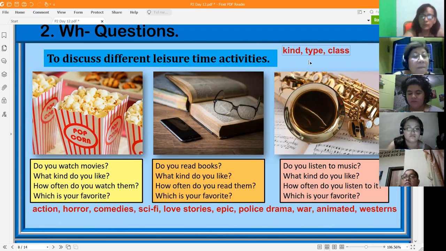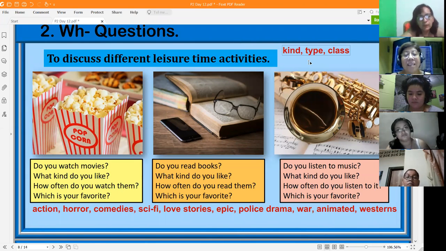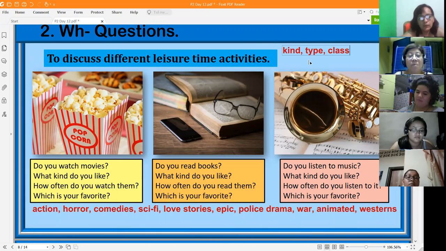Now, Sandrita Rodriguez. Do you read books? Yes, I do. What kind of books do you read? I like to read El Alquimista. Oh, Paulo Coelho. Okay. Very good. How often do you read books? I read once a week. On Sunday. Domingo, Sunday. And of all the books, which book is your favorite?